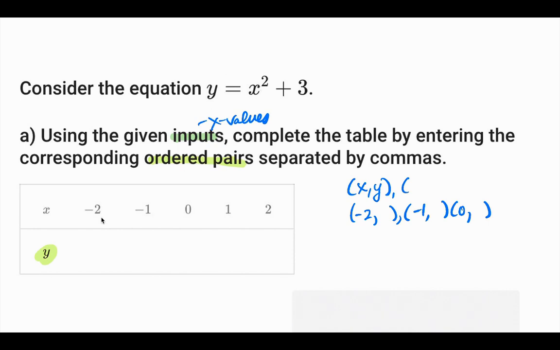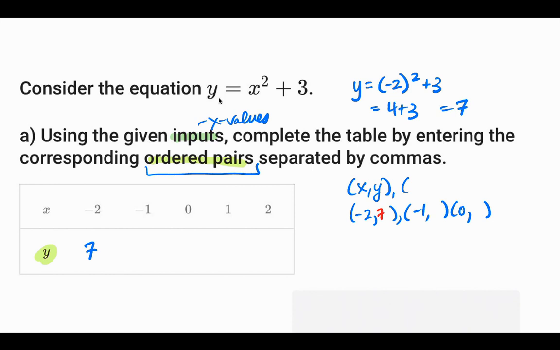So this first one, we're just going to put in -2, y equals -2 squared plus 3, and a negative times a negative is a positive, so that's going to be 4 plus 3, so that will equal 7. So when I enter it as ordered pairs, then I would write -2 comma 7.